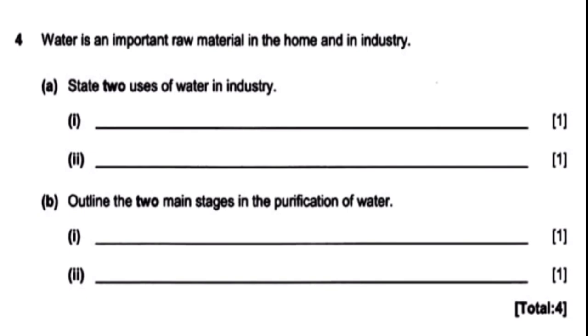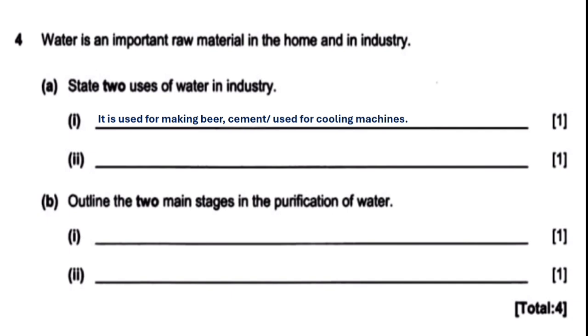Water is an important raw material in the home and in industry. State two uses of water in industry. What are the uses of water in industry? So the uses of water in industry, it is used for making beer, for making cement. It's also used for cooling machines, for cooling industrial machines. Alright, so these are the uses of water.